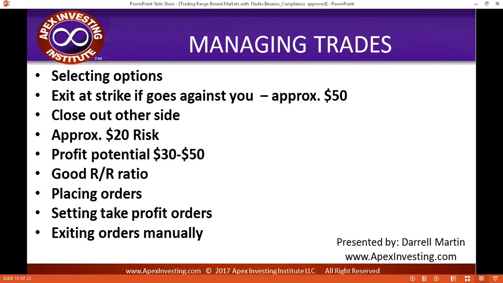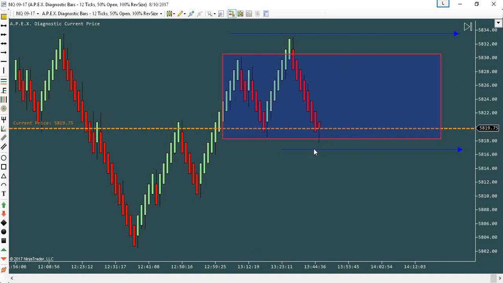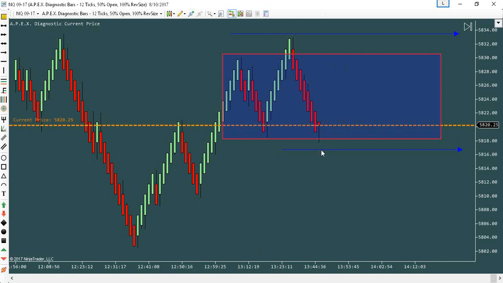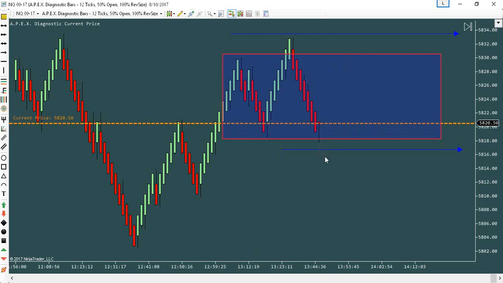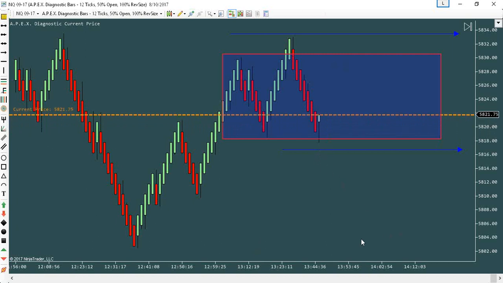To be disciplined, and you absolutely, no matter what, 100%, always, every time, have to follow what rule? Exit at the strike if it goes against you for approximately 50. As soon as you start breaking that rule, what happens? Oh, well, it's coming down to my strike, and okay, now it's at my strike, I should exit. But I don't want to. I don't want to take that little loss. It's going down a little bit more. Maybe it'll come back, and it goes down, and boom, you just lost $75.